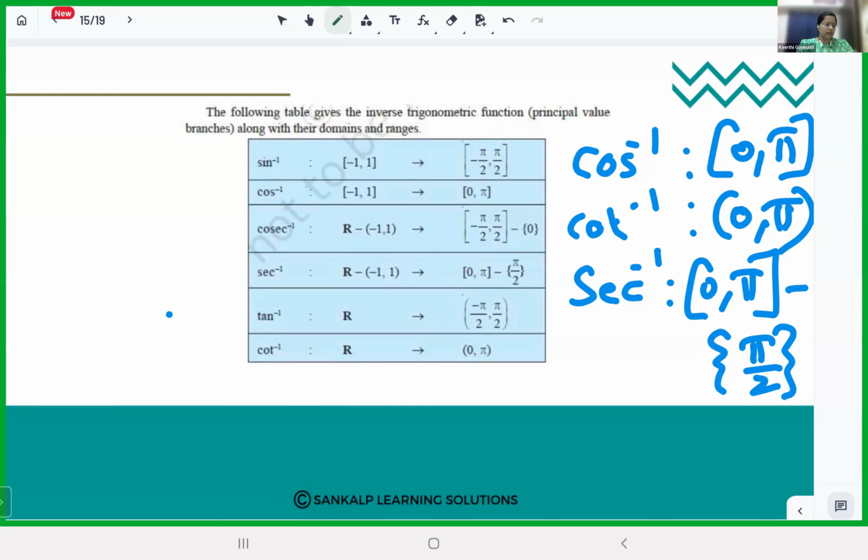I was facing some issues on the network. That's why I stopped the class. Okay, we can continue. We were doing the problems related to the principal values of inverse trigonometric functions, right? So we have completed until problem number 5 in exercise 2.1. We'll be continuing with the remaining.